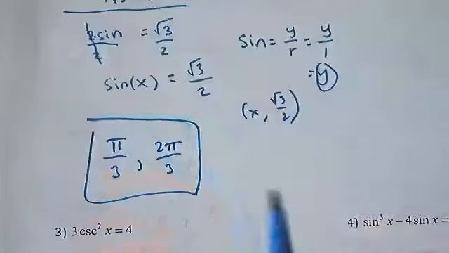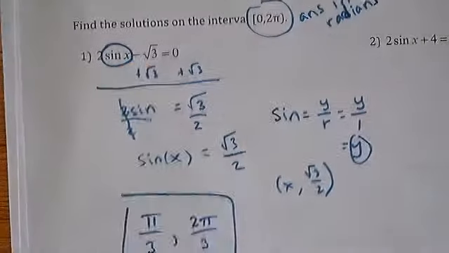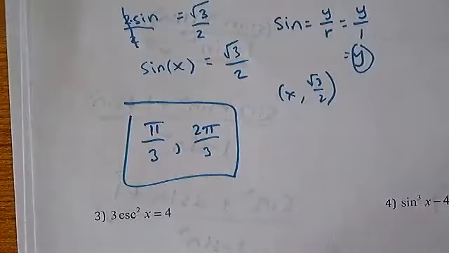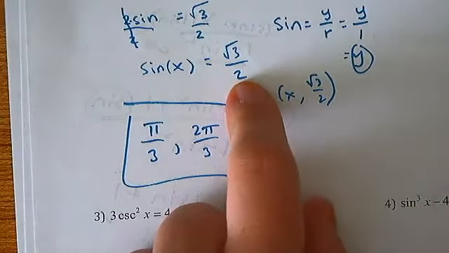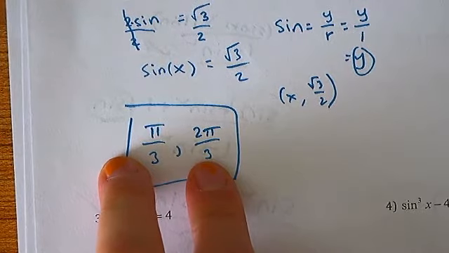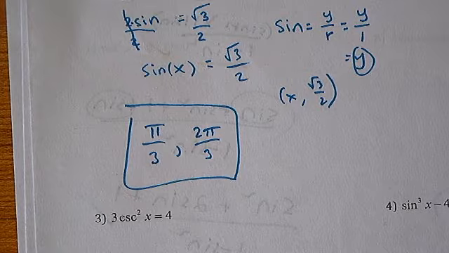And that is how you solve or find solutions on the interval from 0 to 2 pi. So we basically get our trig completely by itself, and then we find, okay, where on the unit circle is it equal to that value? Here and here. Does that make sense?